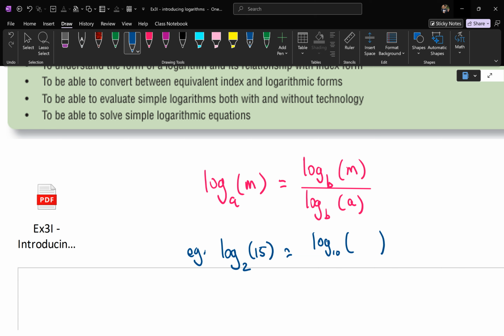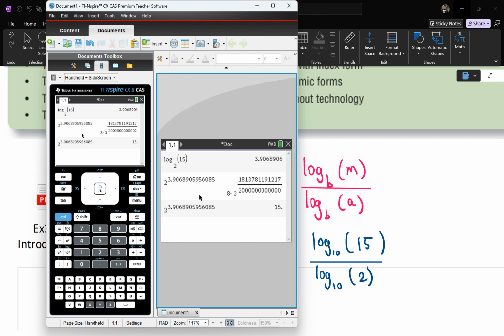So M is currently 15. So I do log 10 of 15 divided by log 10 of A, which is the base that I didn't have, log base 10 of 2. This I can type on my scientific calculator. So if you watch, I'll do it on my senior calculator for you to see right now. Let's do it on the side.